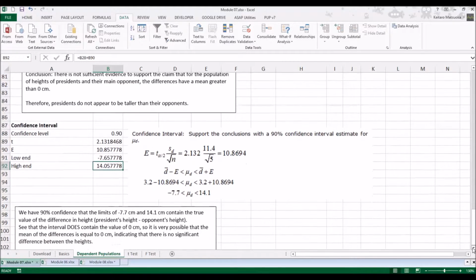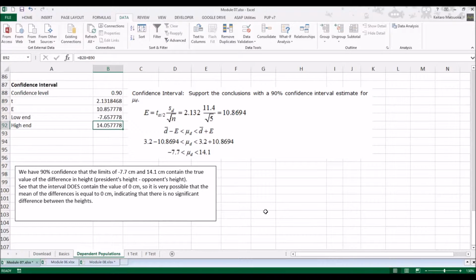So what does that mean? Just like before, we have 90% confidence that the limits of negative 7.7 centimeters and 14.1 centimeters contain the true value, the difference in the height. So because the interval does contain the value of 0, it is very possible that the mean of the difference is equal to 0, indicating that there's no significant difference between the heights of the presidents and of the opponents. So we come up with the same conclusion as the p-value.